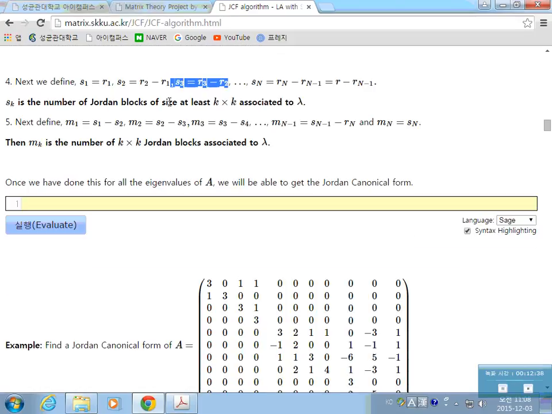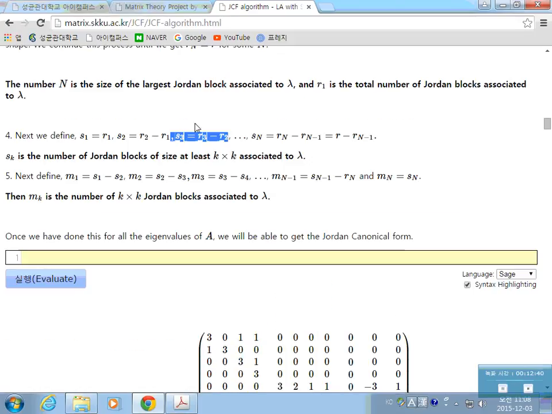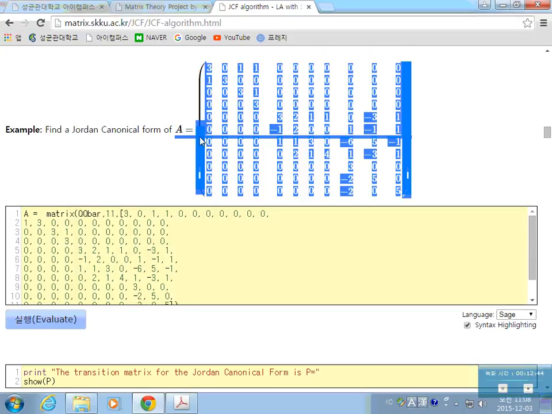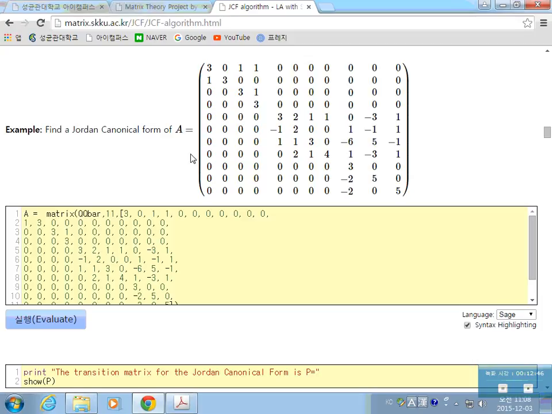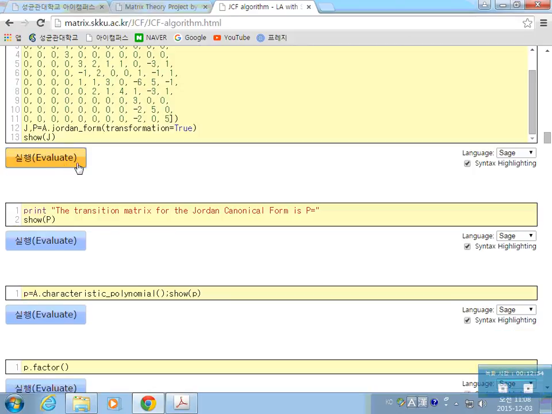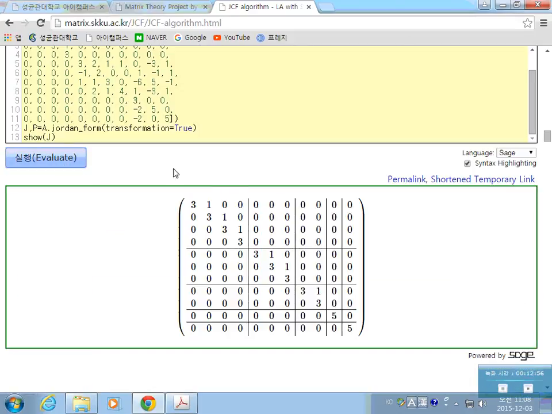Okay. So I coded this to do the computation. Suppose we have a matrix like this of large size, an 11 by 11 matrix. Find the Jordan canonical form. We will go through all the details with this. The Jordan canonical form of that matrix is like this.